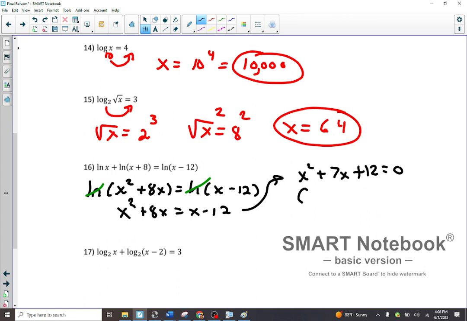Okay. So then it's x plus 4, x plus 3 equals 0, which means my possible answers are negative 4, negative 3. Now, with that in mind, with a log question, you cannot have a negative within a log. So in this scenario, neither negative 4 nor negative 3 can work, because if I plugged it in here, it would become negative. And thus, this will be no solution.